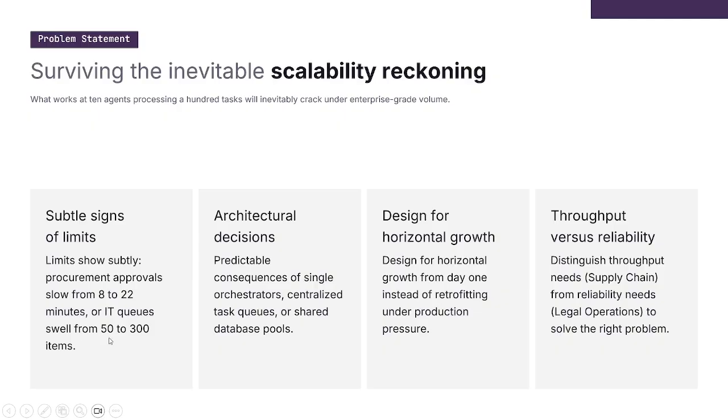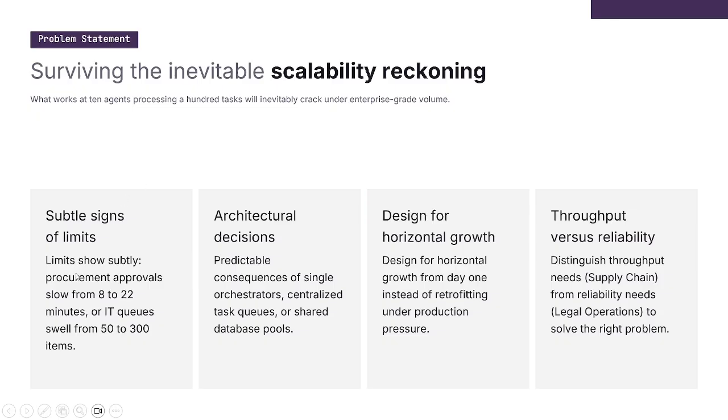IT queues swell from 50 to 300 because the IT manager agent is overloaded. So you don't know whether you should increase agents or you should increase LLM calls. You see why scalability is very, very important, and when to scale.